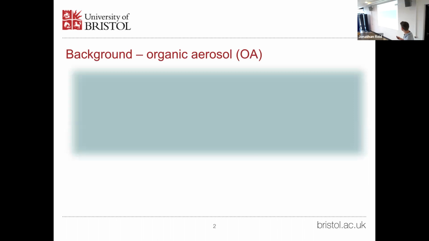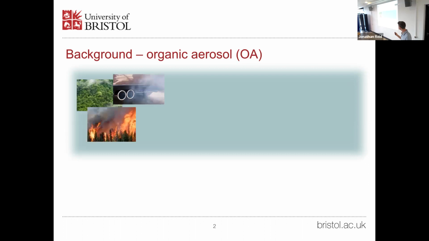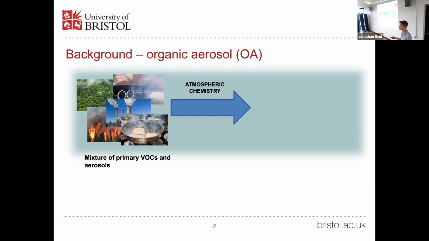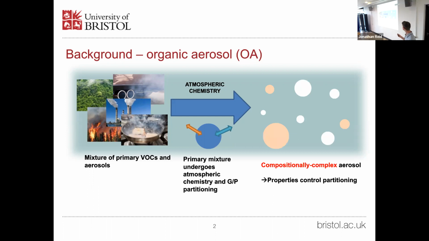Okay, so firstly, a background to organic aerosol. So organics come from a wide range of natural and anthropogenic sources, which get emitted into the atmosphere. So those could be primary VOCs, such as terpenes, or primary aerosols, such as cooking oil. And these get processed in the atmosphere through a range of chemical mechanisms, and then undergo partitioning to form our really complex, compositionally complex aerosol. Okay, and so the properties of these individual compounds is going to determine their partitioning. And then the partitioning is going to determine their effects to climate, weather, and human health.